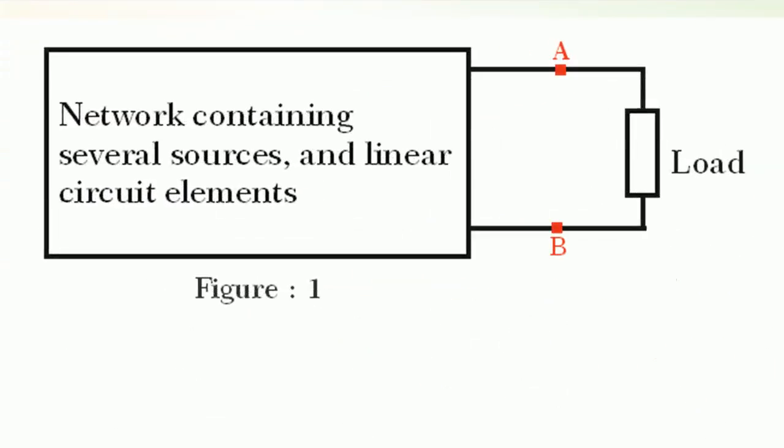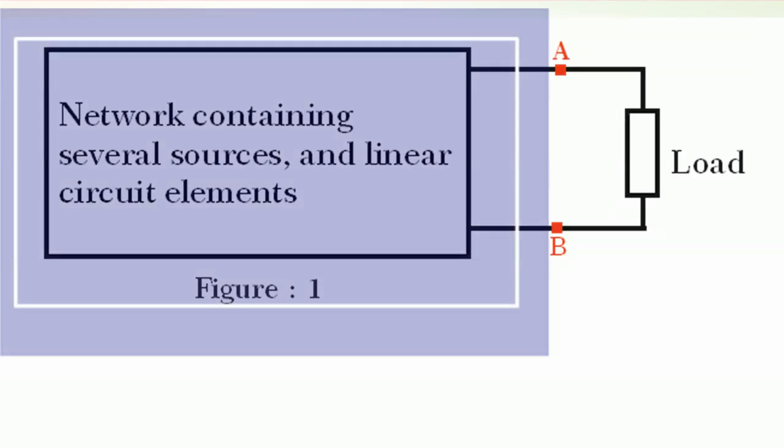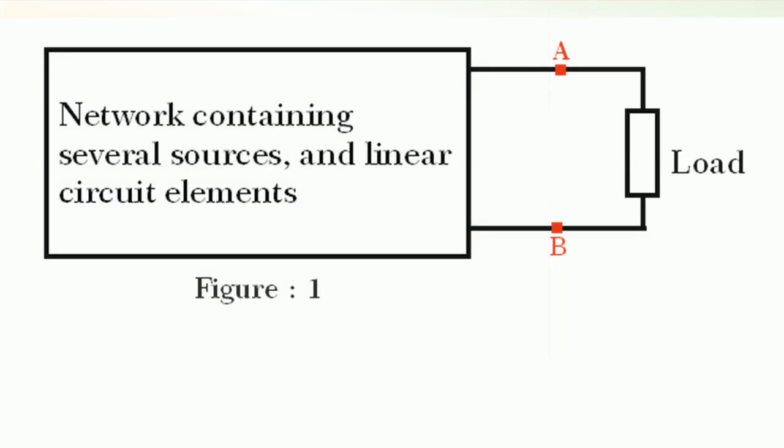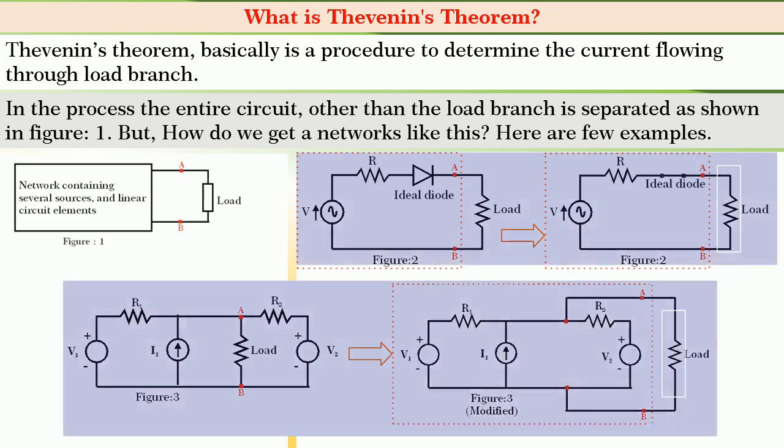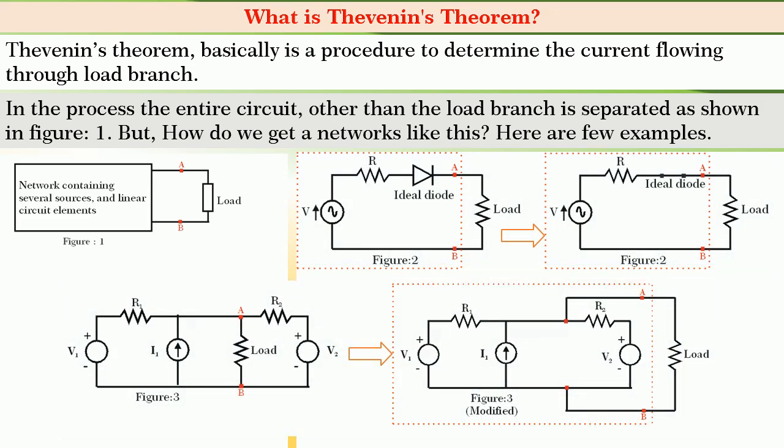Friends, Thevenin's theorem basically is a procedure to determine the current flowing through the load branch. In the process, the entire circuit other than the load branch has to be separated, as shown in figure 1. But how do we get such circuits? Here are a few examples. Both in figure 2 and 3, you see that the load branch is separated from the rest of the network. In all the network solving using Thevenin's theorem, we have to follow this procedure.